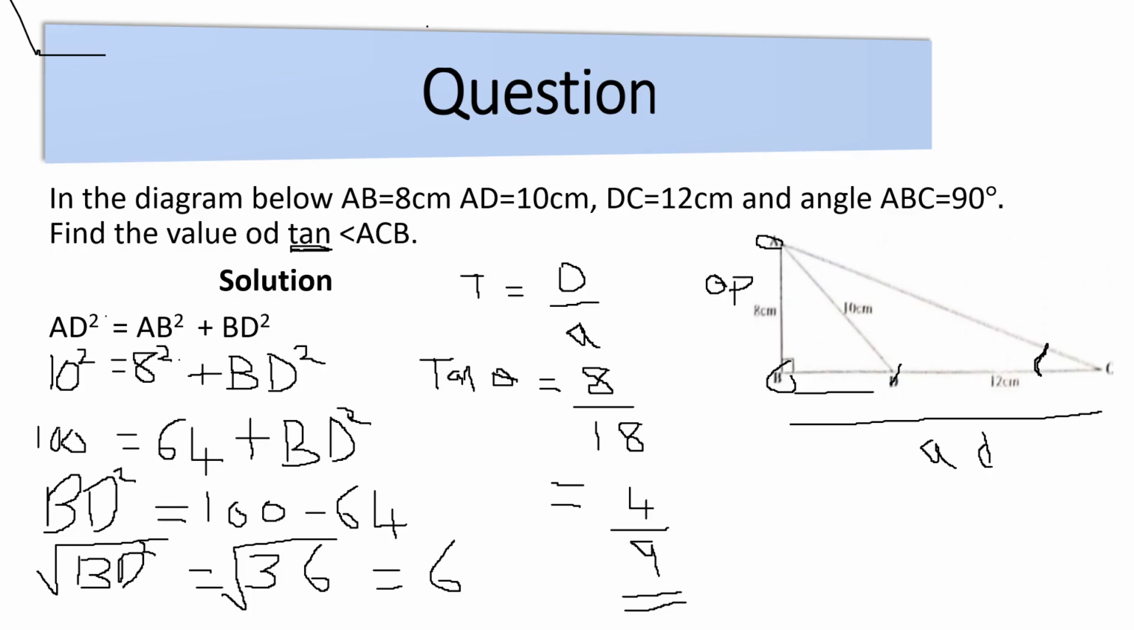You need to do some more questions on a right angle triangle. We are supposed to use Soh Cah Toa, and make sure that you are able to identify which one is the opposite, which one is the adjacent, and which one is the hypotenuse. That will be easier for you.